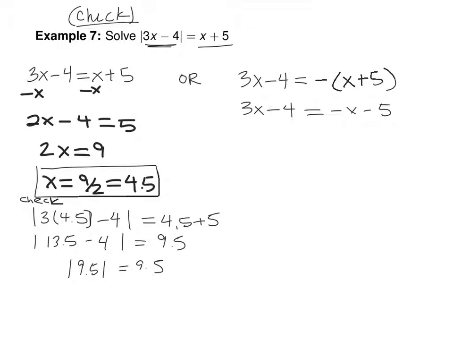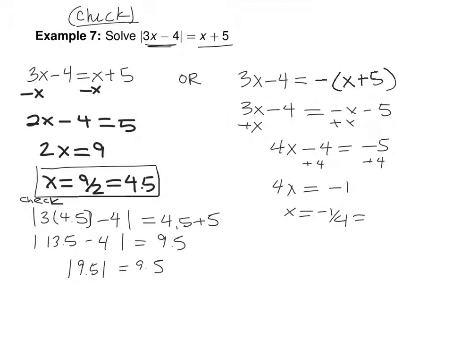Okay, once again, let's put the x's on the left. So how would we get that negative x over to the 3x? Plus x, very good. So 4x minus 4 equals negative 5. Now we add 4. You get 4x equals negative 1, right? So your answer for x in that one is negative 1/4 or negative 0.25, right?